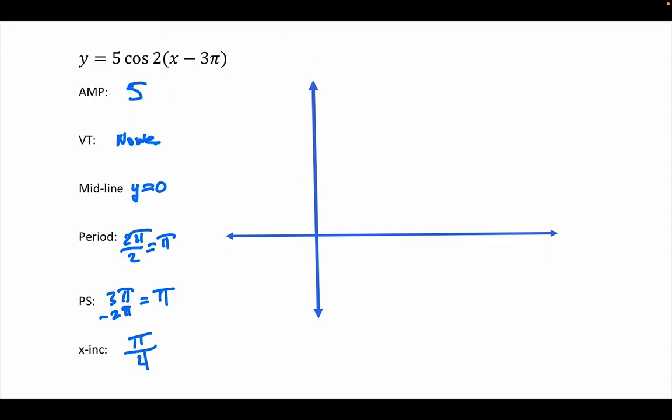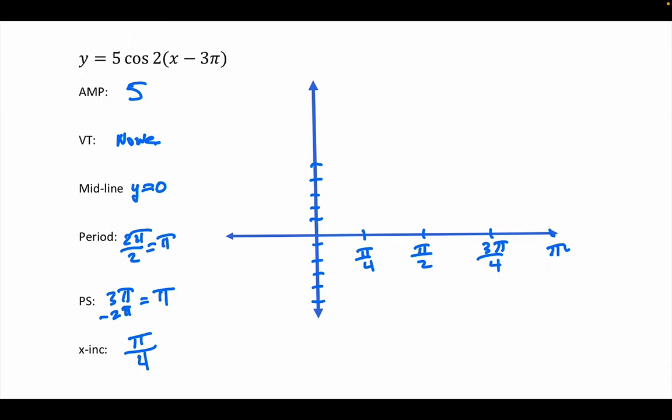Okay, so now I take my amplitude, I have to go up 5. 1, 2, 3, 4, 5. I have to do my x increment, so there's 1, 2, 3, 4. The x increment is going to be pi fourths, so this would be pi fourths. This would be 2 pi fourths or pi halves. This would be 3 pi fourths. And this one would be 4 pi fourths or pi, which is our period.